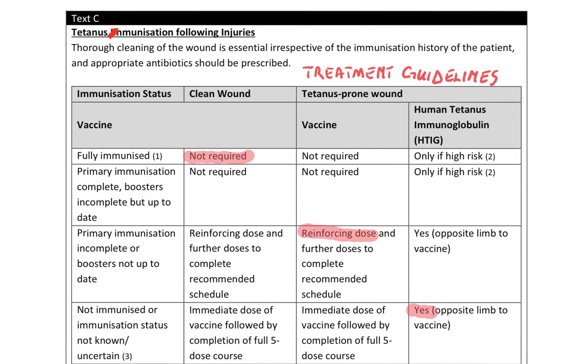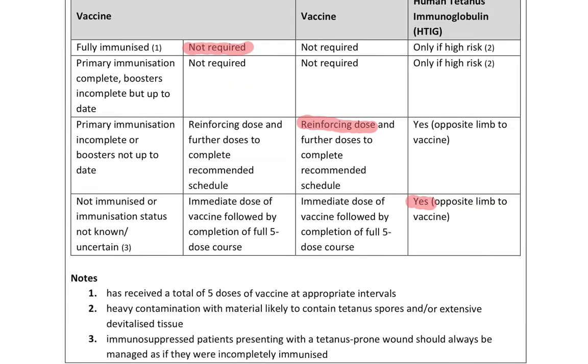We are in text C because we are talking about vaccine. So we are in text C, which contains tetanus immunization following injuries, okay? So treatment guidelines. Alright guys, so when you scan quickly, you can see completion of full 5-dose course. We also have completion of full 5-dose course. So note, has received a total of 5 doses of vaccine at appropriate intervals. So the full 5-dose course is what? 5 doses, okay?